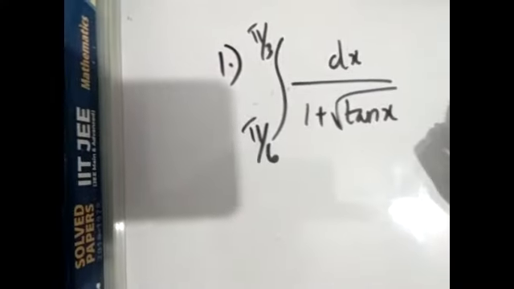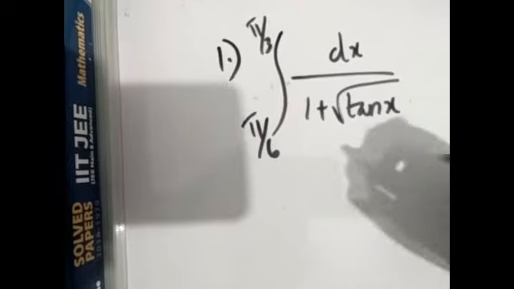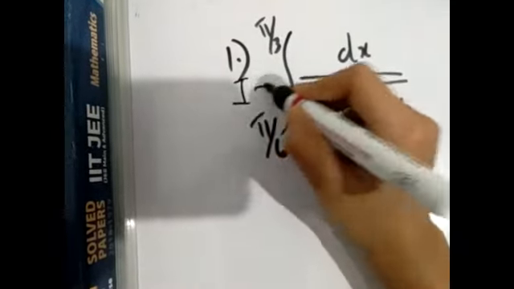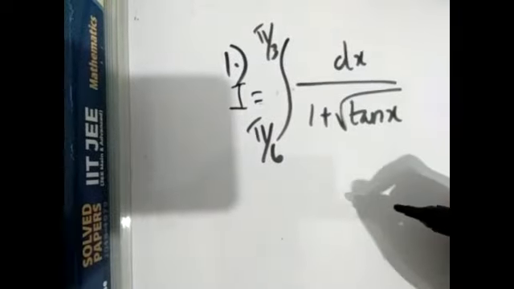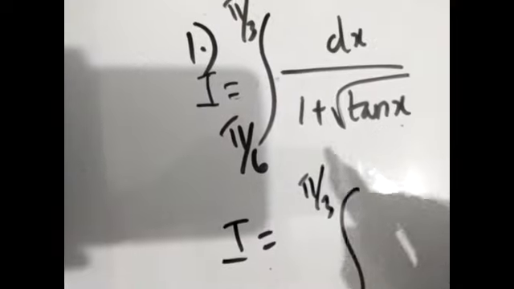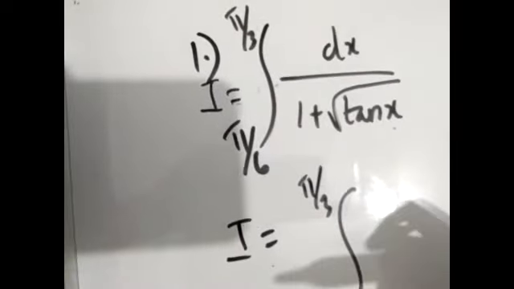So here comes our first question. If you know the basic rules of integration, then this will be a very easy question for you. So I'll put I equal to the question. So I have I equal to integration with the limits from pi by 6 to pi by 3. Remember, I have a tan x over here. I can write tan x as sin x by cos x. So since there is a root, I can write it as root sin x by root cos x.